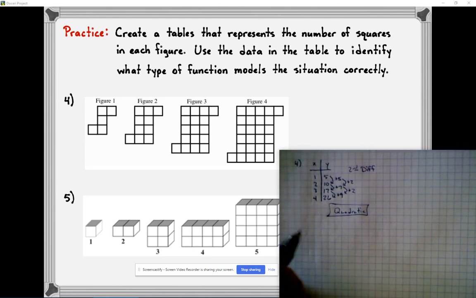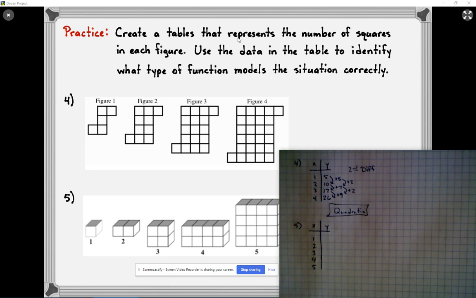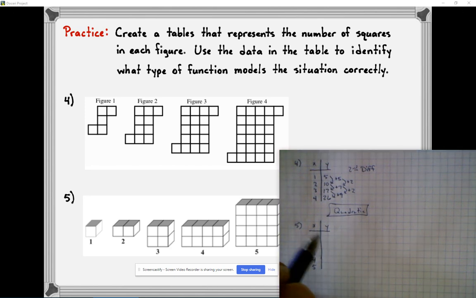All right, for number 5, we have step 1, step 2, step 3, step 4, and step 5. Look at that, we have a lot going on there. How many cubes in this case would we be looking at? Well, in the first one, we have 1 cube. Second one, we have 2 cubes. The third one, we have 4 cubes. The fourth one, we have 8 cubes. And then the last one, we have 16 cubes because 4 times 4.